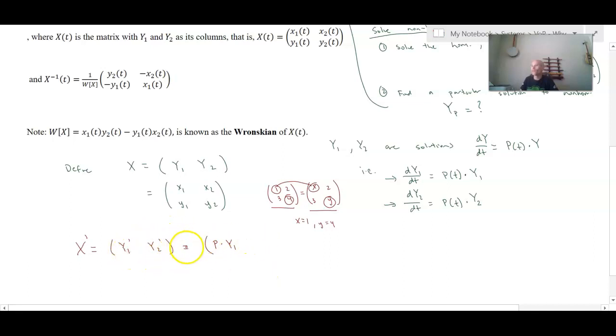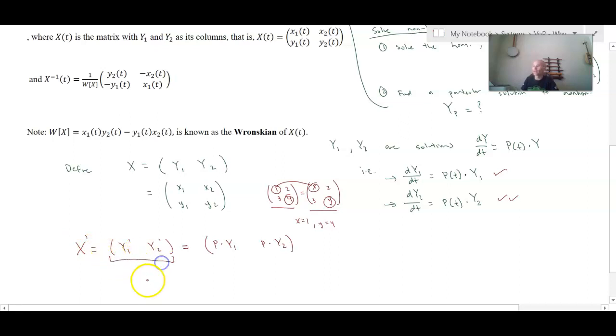So for this equal sign here to be true, y1 prime has to equal p times y1, which it does by that equation right there. And that's one column. And then the second column will be y2 prime. Well, what is it equal to? Well, it's equal to p of t times y2.